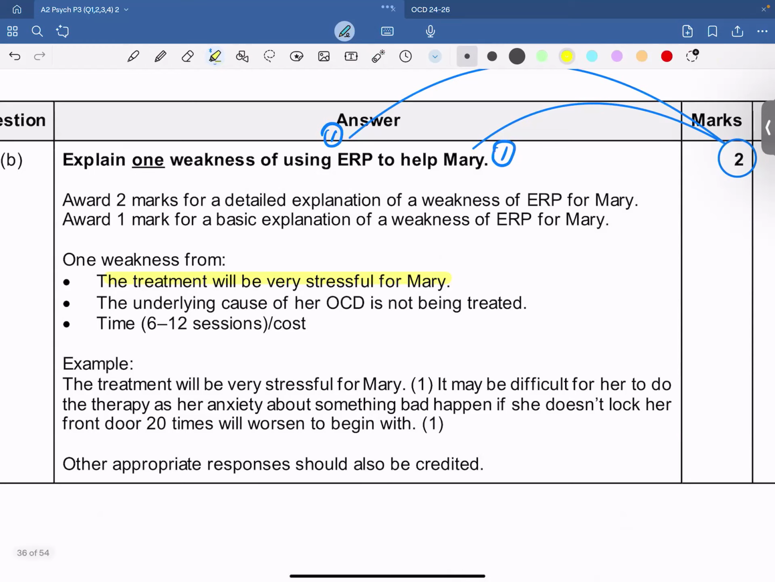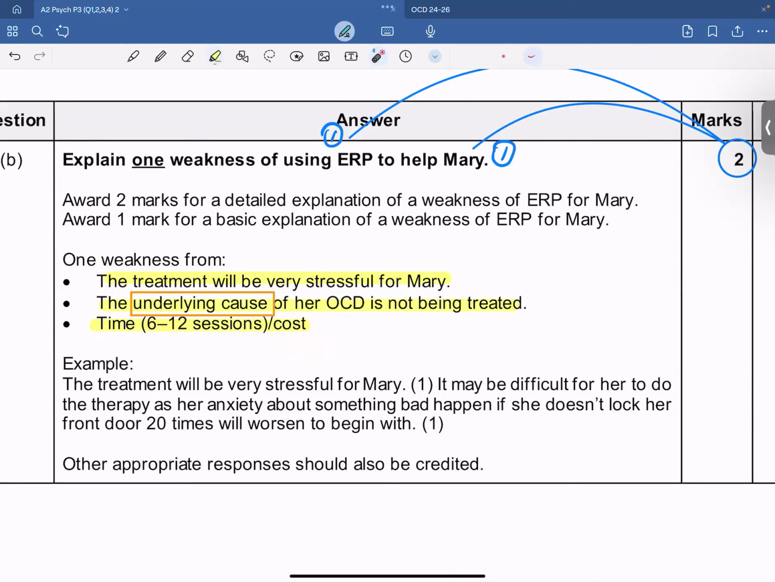The underlying cause of OCD is not being treated. So whatever led to it is not being treated. You are just finding a solution to what is happening. You're not trying to figure out what led to it. As for the amount of time, this could take 6 to 12 sessions. And of course, with time comes cost. This might be very costly as well.